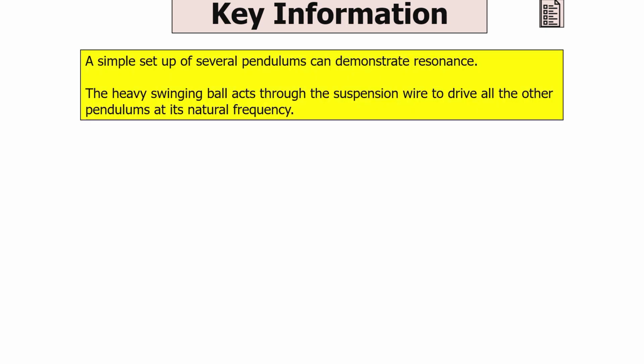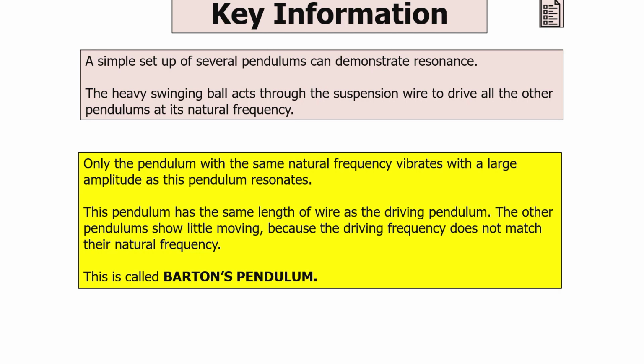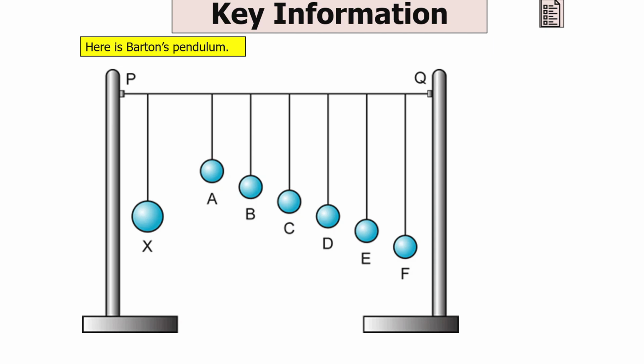Now a simple setup of several pendulums can demonstrate resonance. A heavy swinging ball acts through a suspension wire to drive all the other pendulums at its natural frequency. Only the pendulums with the same natural frequency vibrate with a large amplitude, as this is the pendulum that resonates. This pendulum has the same length of wire as the driving pendulum. The other pendulums show little movement because the driving frequency does not match their natural frequency. Now this setup is called Barton's pendulum. So here's a picture of Barton's pendulum.